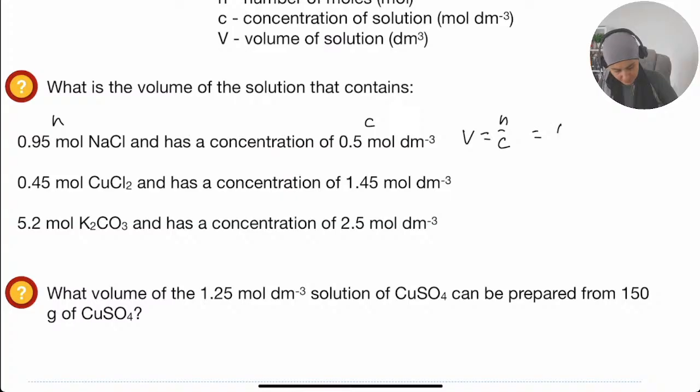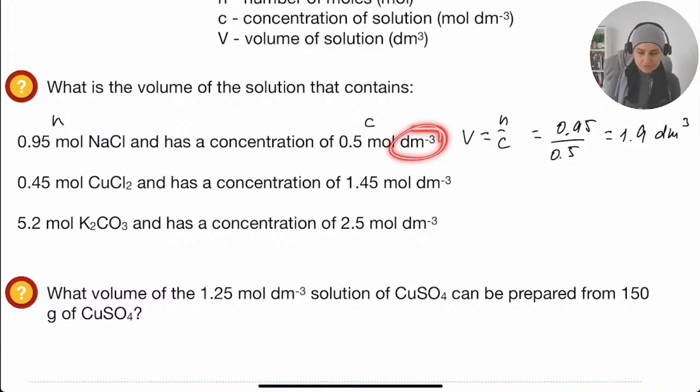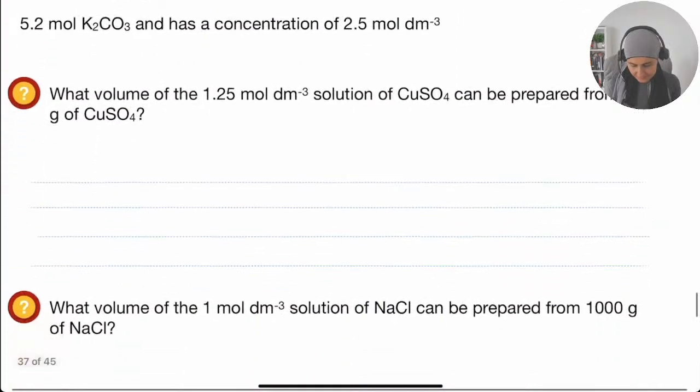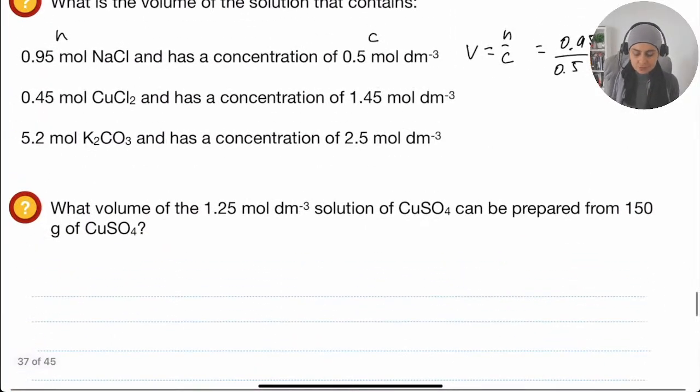So 0.95 over 0.5, which gives me 1.9, and the units are dm cubed, exact same units as in concentration. Next, I will skip those, you can solve them on your own if you want.